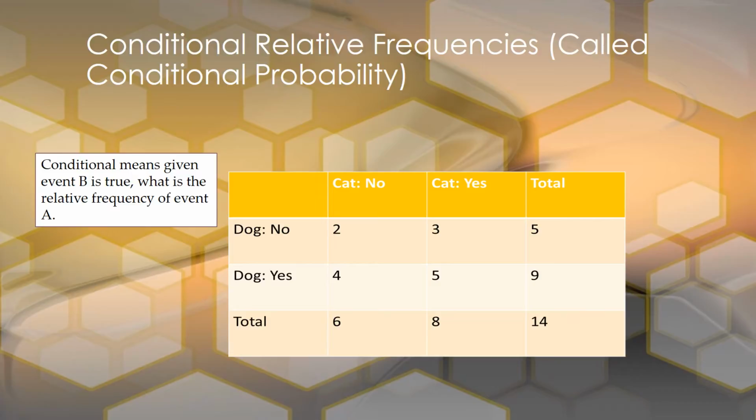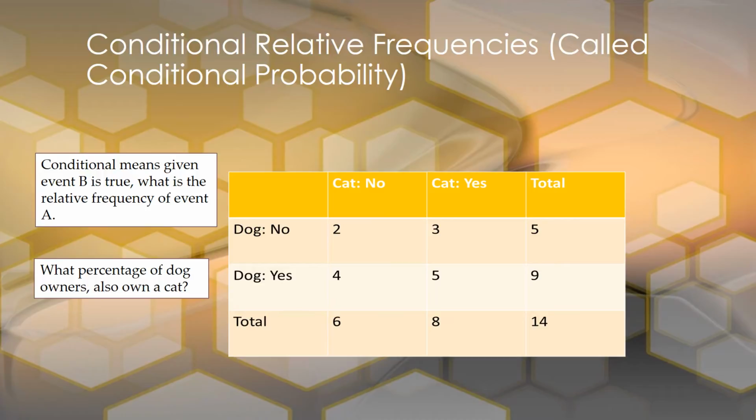So event B and event A can be a lot of things. We're going to do an example here. So let's say we have this question. It says, what percentage of dog owners also own a cat? So event B would be dog owners. So if this is true, what's the relative frequency of event A, which would be owning a cat?